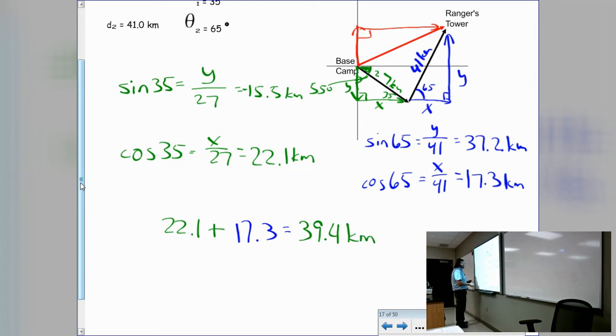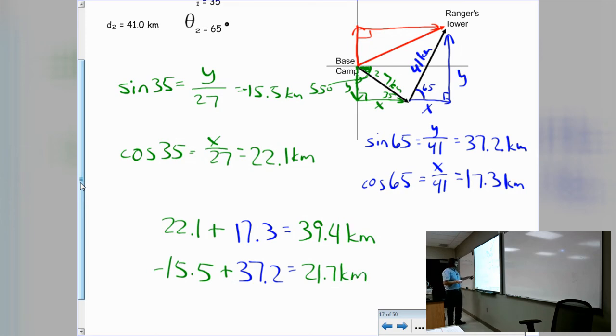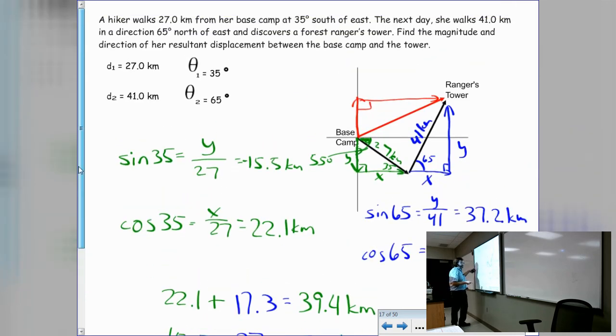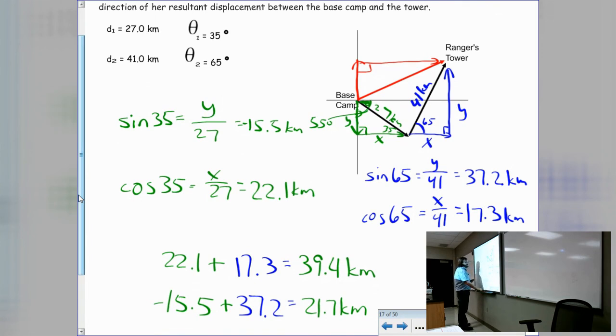And then in my y direction, I'm going to do the exact same thing. Negative 15.5 kilometers plus my y from the second day's motion, which was 37.2 kilometers. And that's going to equal my overall displacement. It's 37.2 minus 15.5 is 21.7 kilometers. Okay, now those are my x component and my y component of my resultant vector. I'm still not done with this problem.